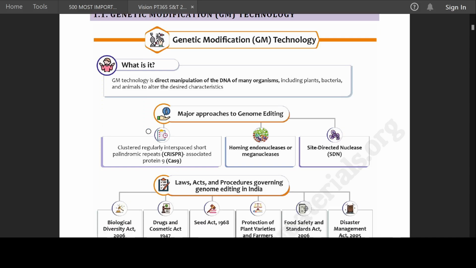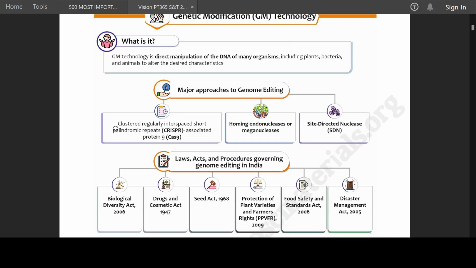Major approaches to genome editing are one, Clustered Regularly Interspaced Short Palindromic Repeats, CRISPR associated protein 9, that is Cas9. So many of the times CRISPR and CRISPR Cas9 have been asked in prelims examination. So this is an important topic. We will deal with it in detail later on.